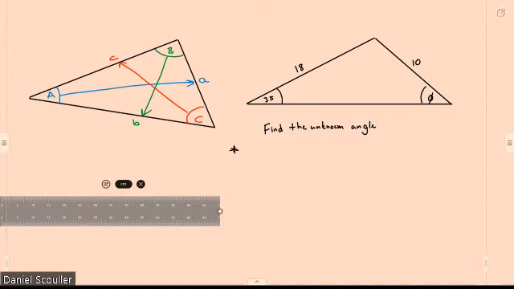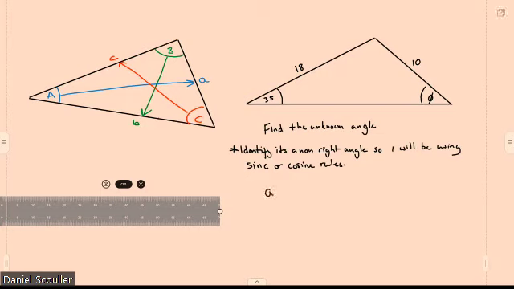so I'm going to be using sine or cosine rules. Now you need to look at the information you've got and work out what rule applies, and how you figure that out. Okay, so we're trying to find a missing angle here, so let's look at the rules that we've got. If I write out the sine rule again, I've got a over sine A, and b over sine B, and c over sine C.